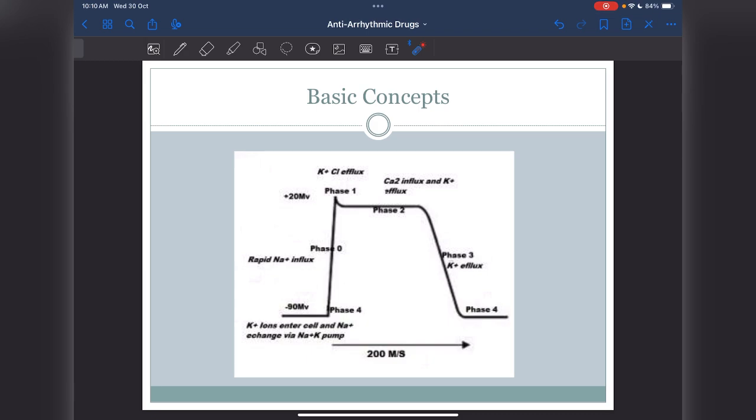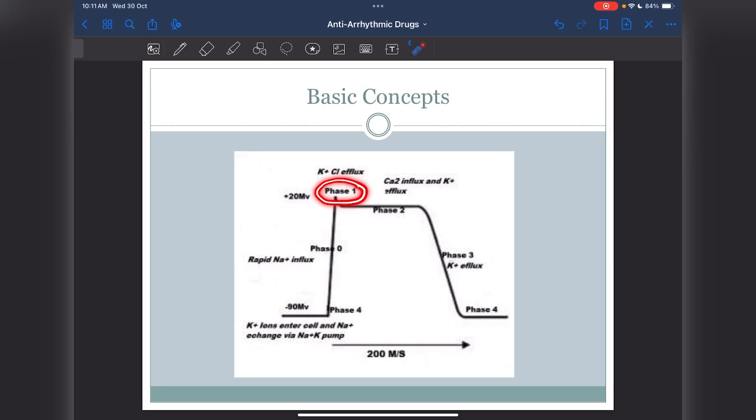In phase 4 there are no sodium channels open. All the sodium channels are in closed state. We are also going to talk about sodium channels, how they look and how they work. In phase 0 there is an influx of sodium ions. If we block sodium ion influx, this phase 0 slope will decrease, and ultimately it will help to resolve an arrhythmia. Phase 0 is maintained by rapid influx of sodium ions into the cells, because sodium ions are high in concentration in the outer compartment, so they come inside the cell.